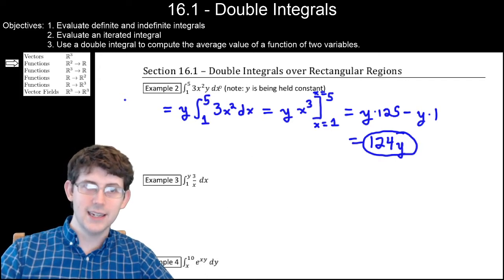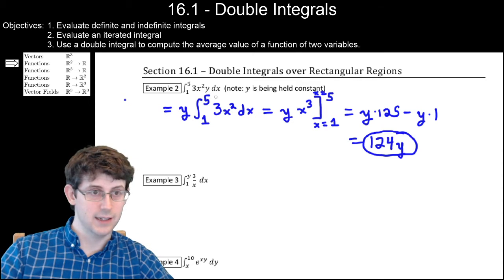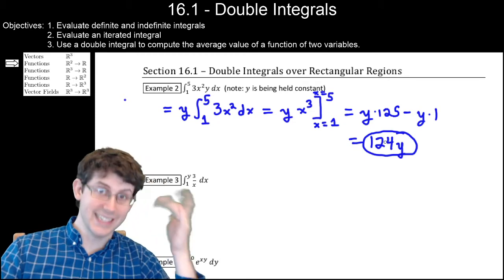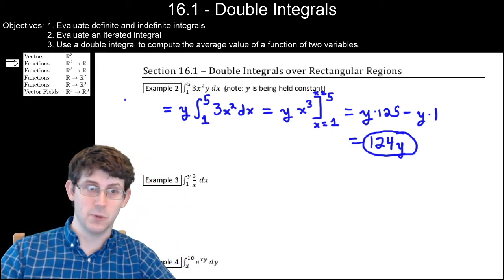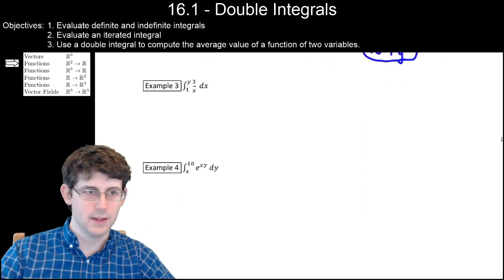Notice that integrating with respect to x clears out all the x's, but it leaves everything else alone, so the y is still here. Also notice that there's no plus c on this answer. That's because it was a definite integral from 1 to 5. Definite integrals wouldn't have a plus c on them. Okay, let's do a couple more.